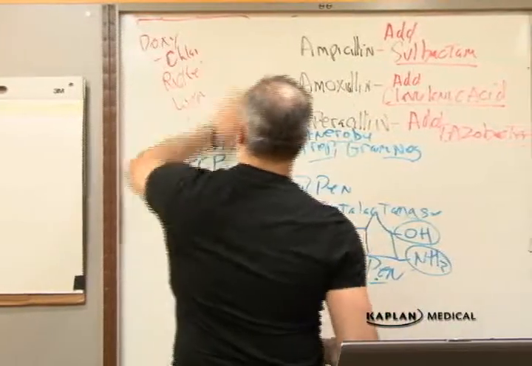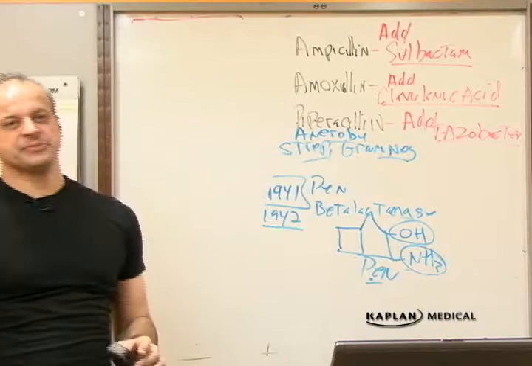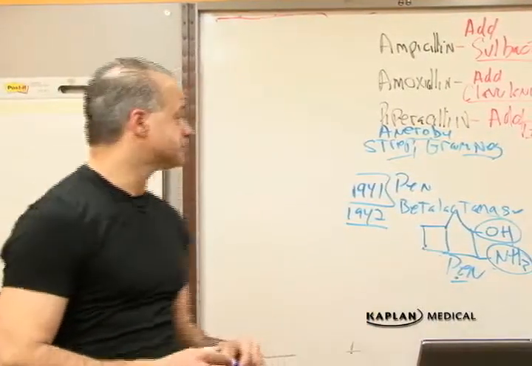Gram-negative rods: doxycycline. Chlamydia, rickettsia, Lyme. Let's look at this last thing here in terms of the names of drugs.